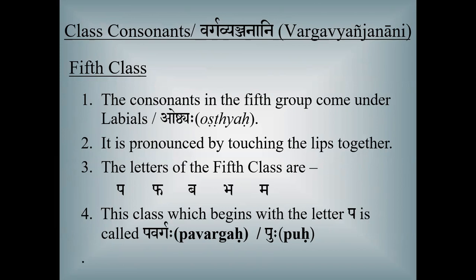The tongue touches the roof of the mouth. And the fourth class, Tavarga? Dentals. The tongue touches just behind the upper teeth. Now, the letters of the fifth class are pronounced by touching the lips together. Without touching the lips, you cannot pronounce the consonants of the fifth class. You can try. Just say pa without the lips touching each other. It's difficult. Therefore, they are called labials. Labials in Saṃskṛtam is called oshtyaha.